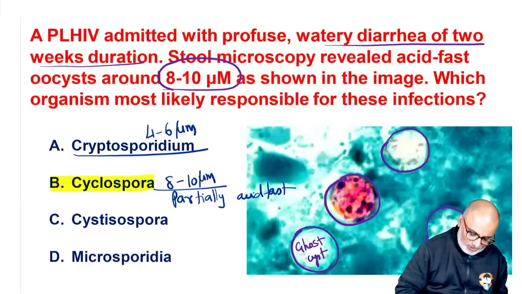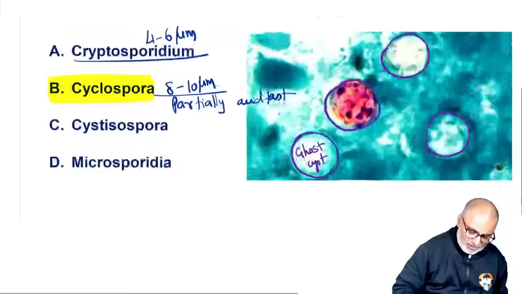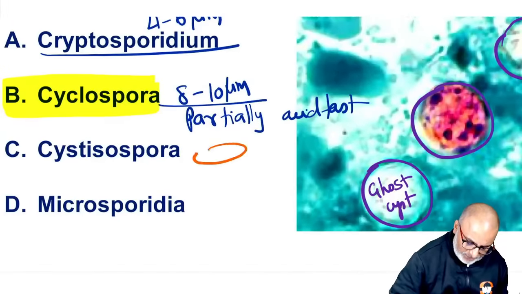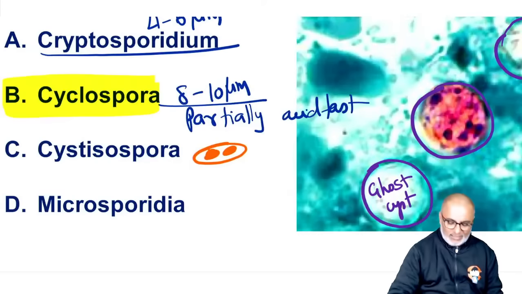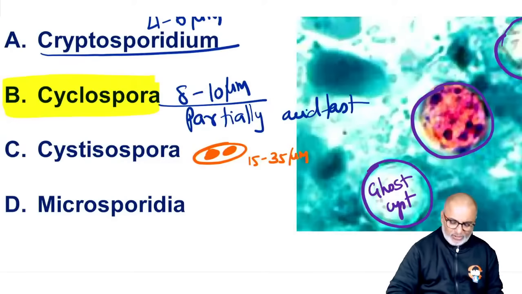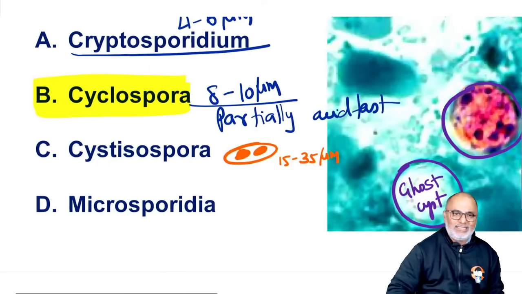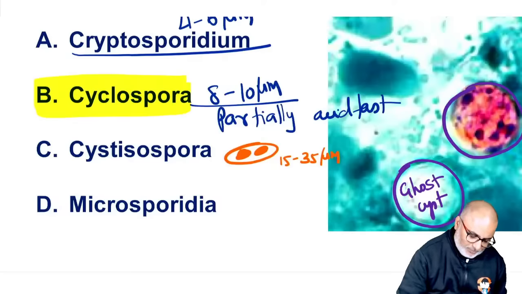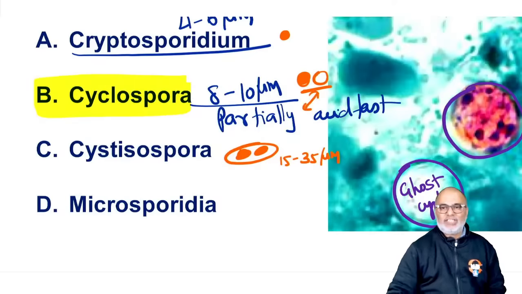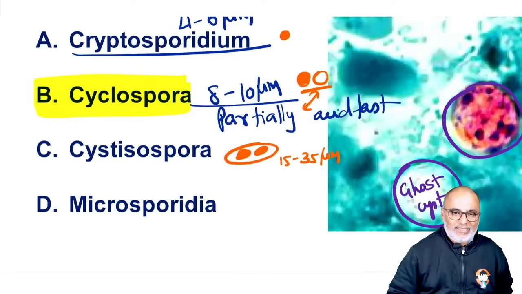It is Cyclospora. Cystoisospora, the one and only oocyst which is oval in shape, like this. Oval, and it's around 15 to 35 micrometer. Size may vary. So the one and only oval is Cystoisospora. This is round, this is a little bigger round, and it is also partially acid fast. Partially acid fast ghost cyst will be there.